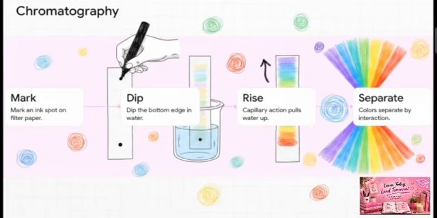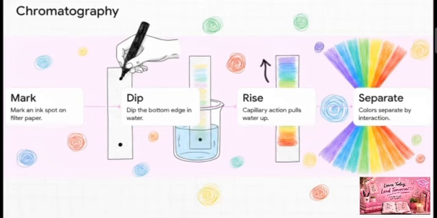For this, we use paper chromatography. It's so cool. You put a little dot of ink near the bottom of a strip of filter paper and then dip just the very bottom edge into some water. As the water slowly creeps up the paper through capillary action, it passes right through that ink dot.